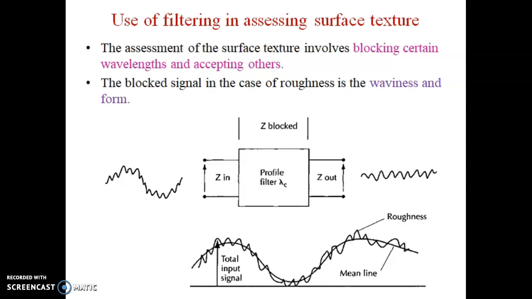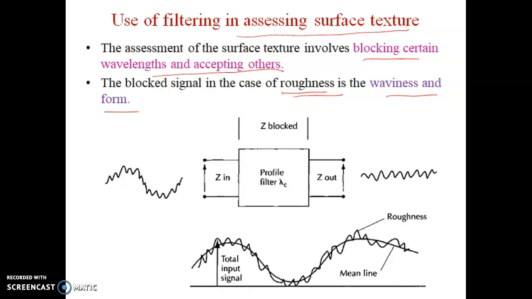Let's consider the use of filtering in assessing the surface texture. The assessment of surface texture involves blocking certain wavelengths and accepting others. Since in assessing the surface texture, roughness has more importance, we are accepting the roughness and blocking the waviness and form.